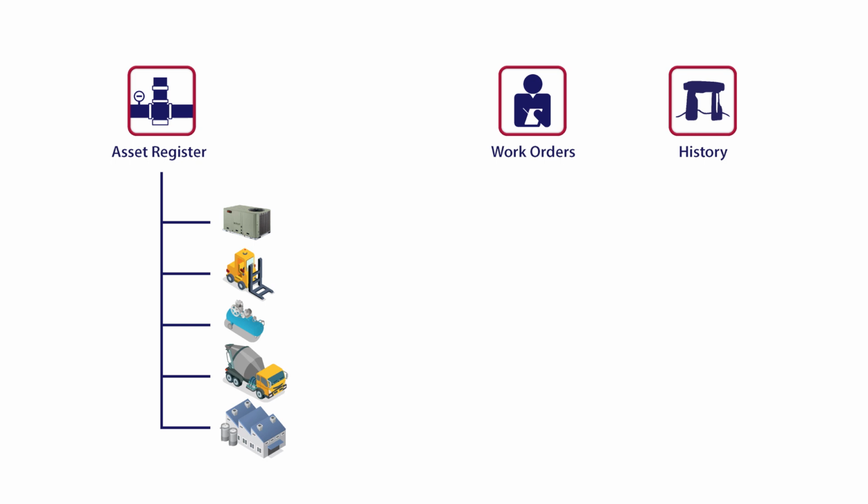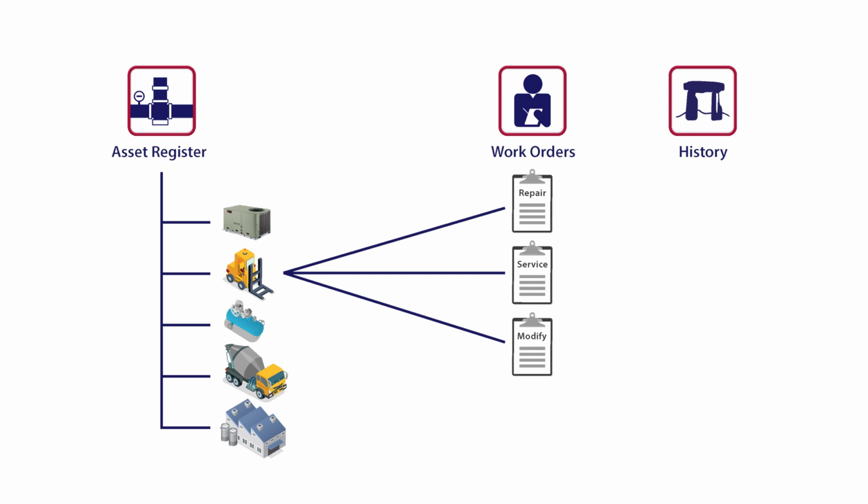Once an asset has been defined in the system, the various maintenance tasks that you perform against that asset can be recorded as work orders. When a work order has been physically completed, it is closed off so that the work order moves from the maintenance backlog to the asset's history.